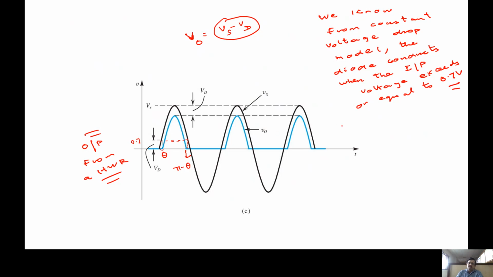Now the equation that connects this diode voltage and the input voltage is Vd equal to Vs sin omega t, where omega t is the phase of the angle. The input signal varies sinusoidally, therefore that is represented by omega t, where omega is the angular frequency, or simply we write it as sine of theta. We want to find this theta.